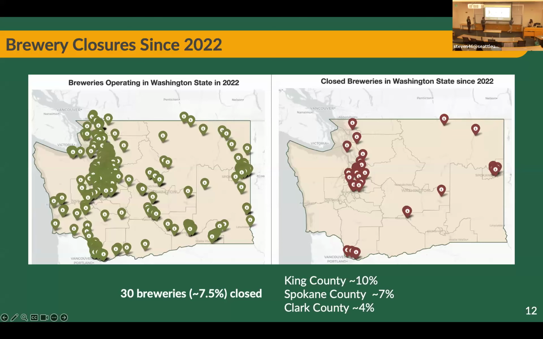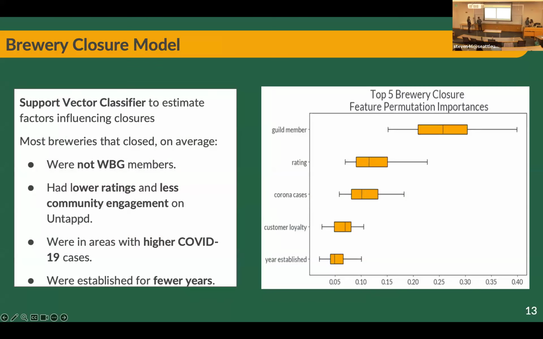Thanks, Justin. So in our model for brewery closures, we are using the support vector classifier as our supervised classification algorithm. Using the algorithm, we're able to capture the nonlinear relationships within the data set, and that enables us to learn about the important factors that affect the longevity of brewery operations.